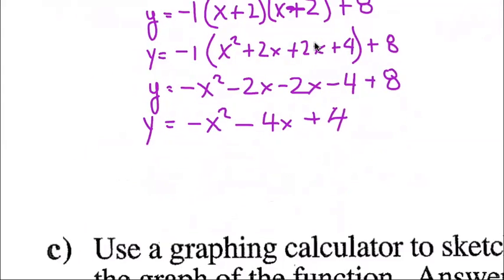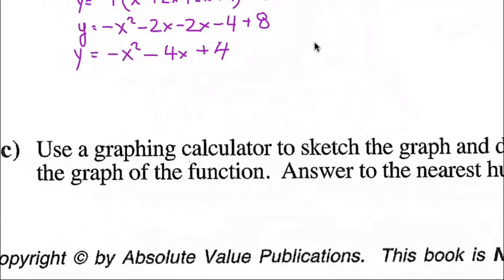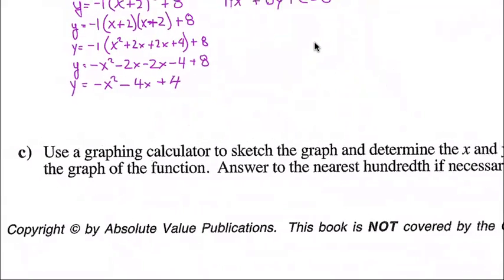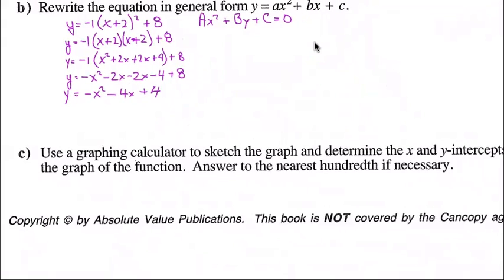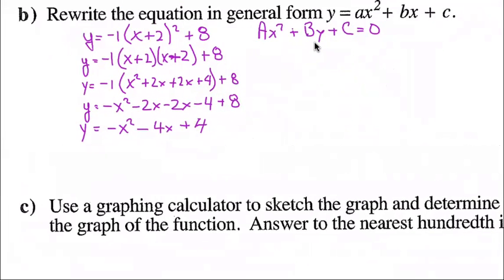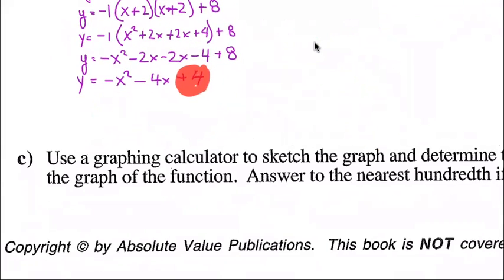Now we answer our last question. Question D says, using a graphing calculator to sketch the graph, determine the x and y intercepts of the graph of the function, and round answers to the nearest hundredth if necessary. So I already know what the y-intercept is. Remember, in general form, our y-intercept is the constant at the end. So positive 4. So I can say my y-intercept is 4.